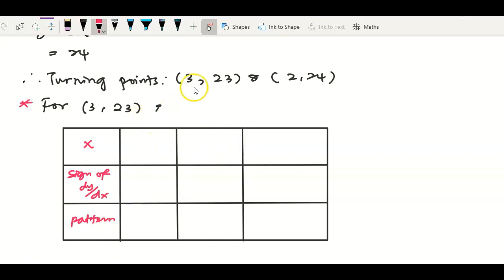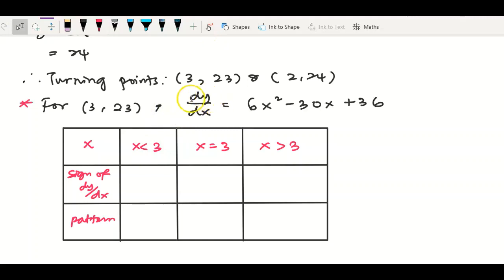So for the first row, in the middle, I will have x equals 3. On the left hand side, you will have a value less than 3, which is very close to 3. And for the right hand side, a value close to 3, but greater than 3. Then you substitute the value which is less than 3 into our dy/dx. Here we write down dy/dx as 6x squared minus 30x plus 36. Substitute a value which is less than 3. For example, you can substitute 2.